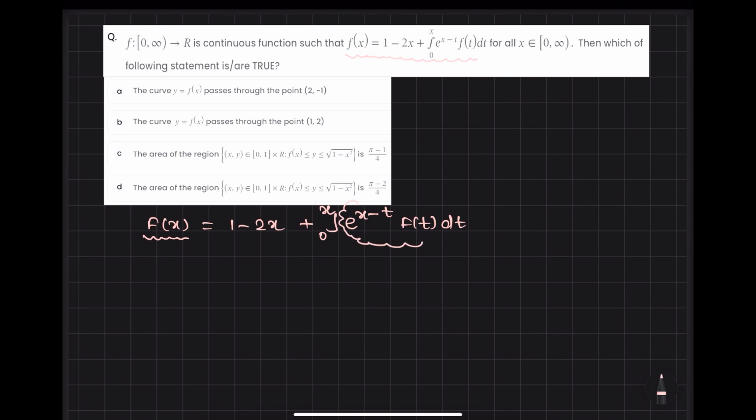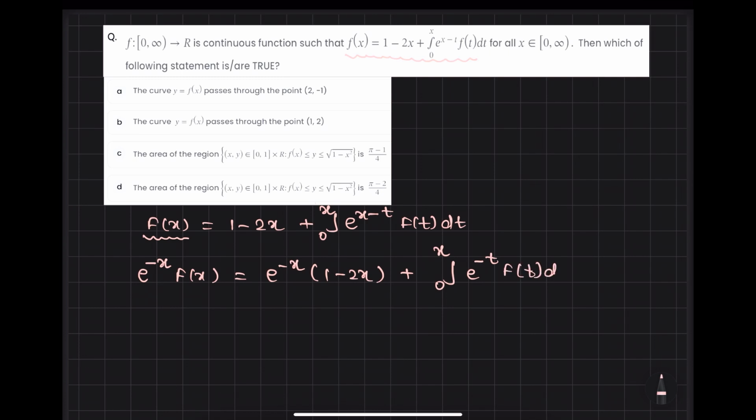Before that, we should have everything in terms of t over here. We have a problem with e power x, so we will take e power x outside, meaning we will divide both sides by e power x. We will be left with e power minus x f of x equals e power minus x times 1 minus 2x, plus the integration from 0 to x of e power minus t f of t dt. Now do the differentiation.